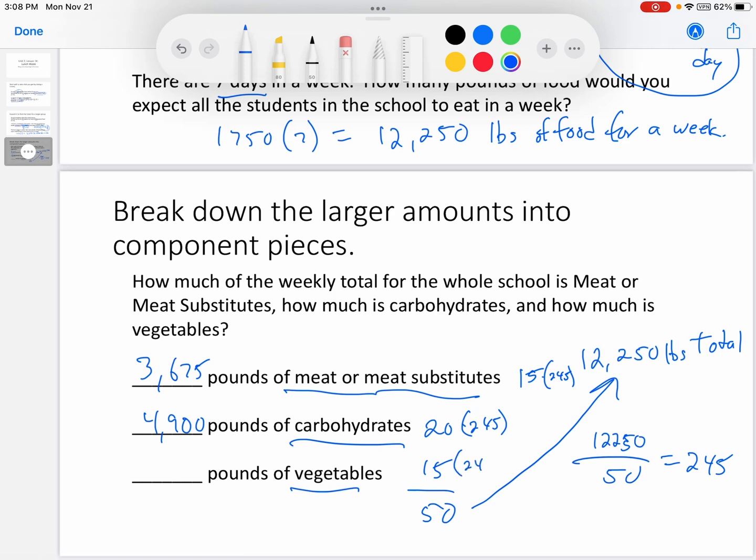15 times 245, well, we know that's 3,675. And just to make sure that we are correct, I will add up this plus this plus this and see what the total is. So 3,675 plus 4,900 plus 3,675 is 12,250, which is what we wanted it to be. So those are the correct numbers.